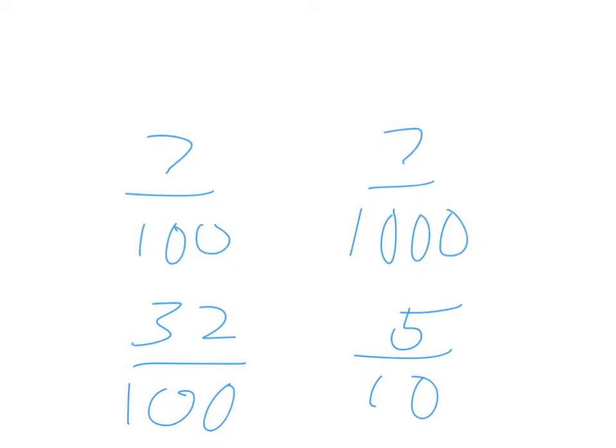Alright, so in this video we're going to continue work with decimals, but we're going to focus on just converting between fractions and decimals and back and forth, and a couple strategies on how to do that. So to start here, let's look at these fractions I have here. We have 7 hundredths, 7 over 100. So when you read that, it's 7 hundredths.